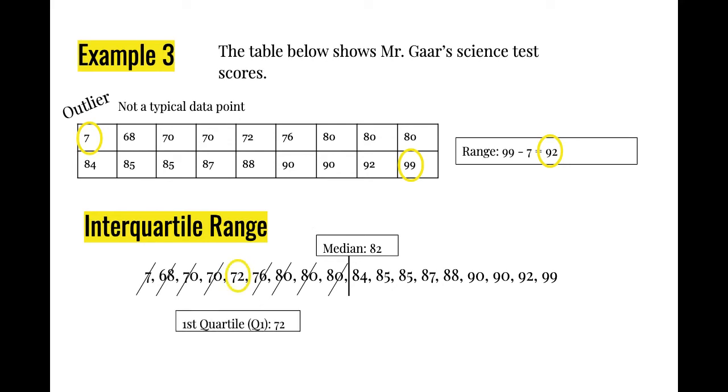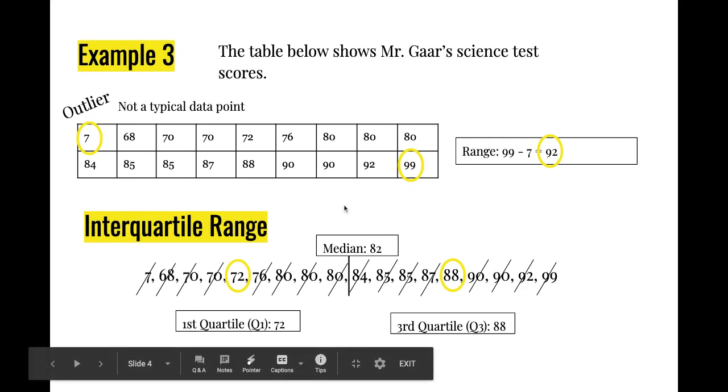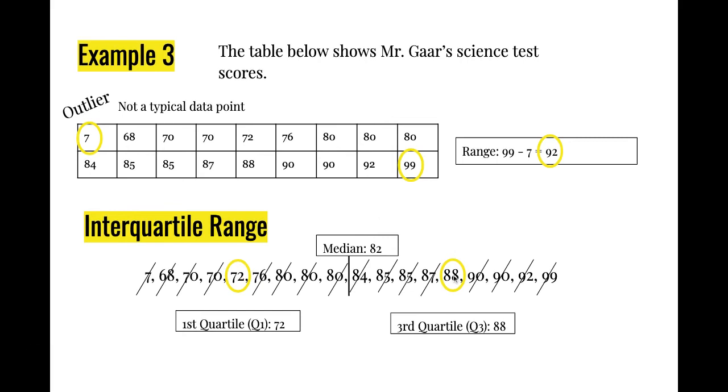I call this my first quartile, or Q1. I'll do the same thing with the upper half of data, and I'll get a value of 88. I call that my third quartile, or Q3. So I have my first quartile, the median is sometimes called the second quartile, and then I have my third quartile. To find the IQR, I just need to subtract the third quartile minus the first quartile. In this case, I'll get 16.